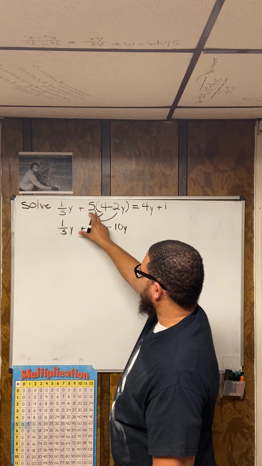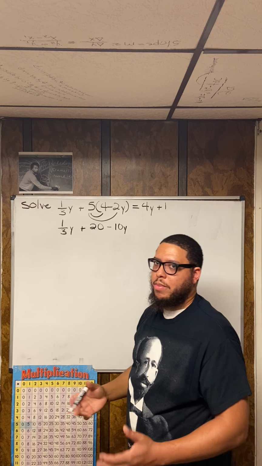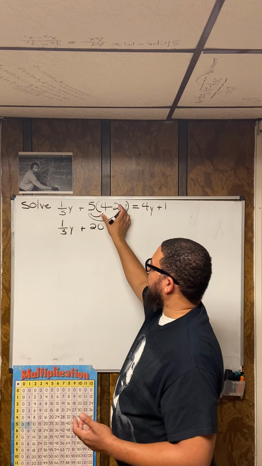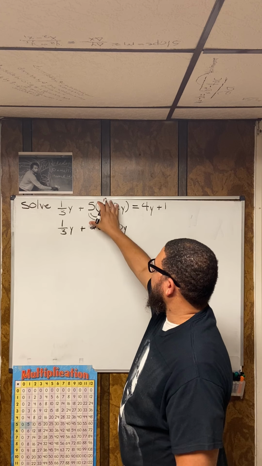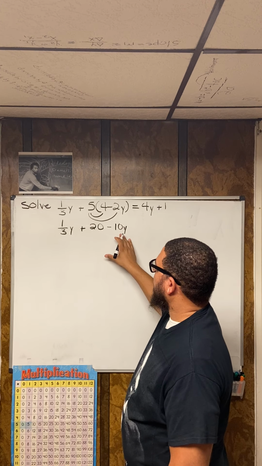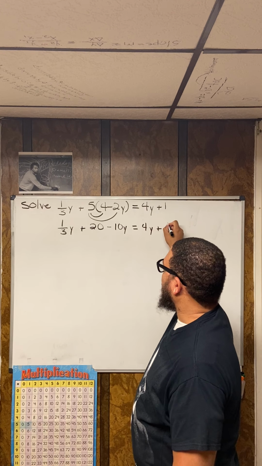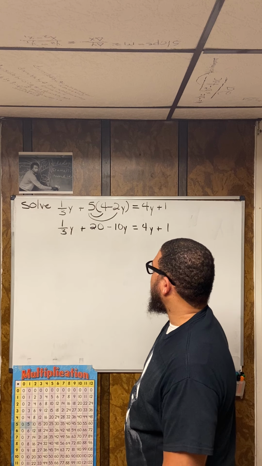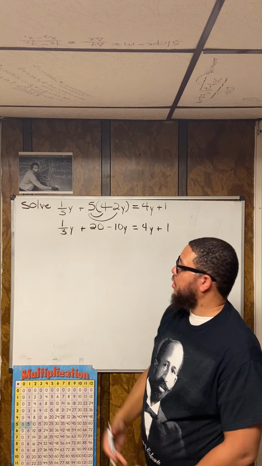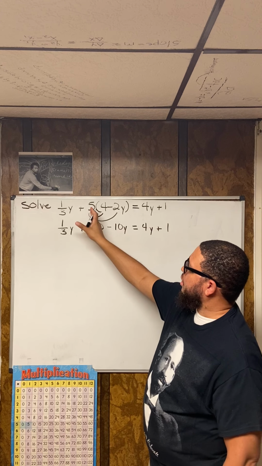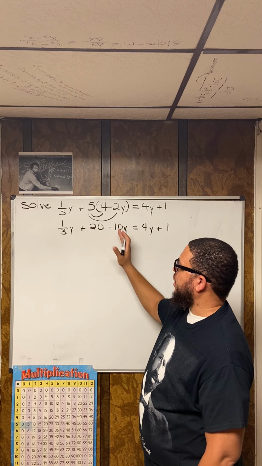Now see how this is 5 times the quantity, and we call this a quantity. We don't say 5 times parentheses 4 minus 2y. Whatever's inside the parentheses, we call it a quantity, an amount. This becomes 20 minus 10y. Then on the right side, I'm not changing anything, not yet. I will, but not yet. Now, keep an account of what has changed from one step to the next. This used to be 5 times the quantity 4 minus 2y. Now we have 20 minus 10y.